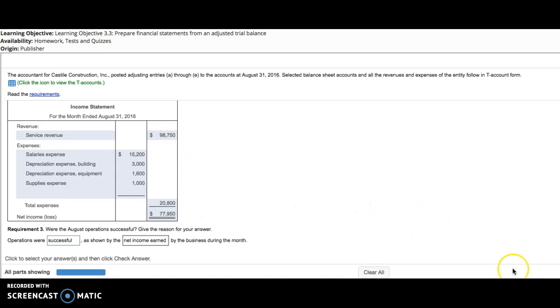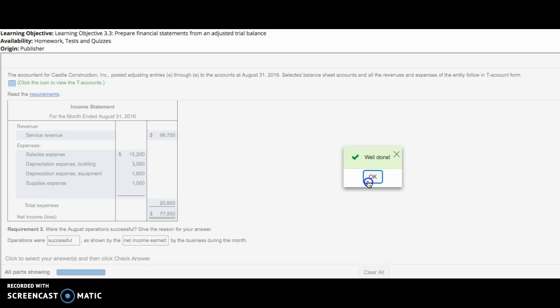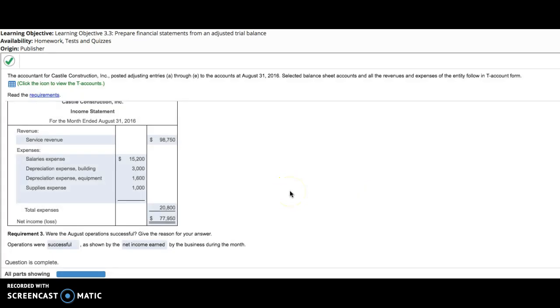So that is a quick walkthrough of one of the problems. You're going to see a problem similar to this in your homework. This one, of course, it'll have different numbers, but it will be very similar as far as the format goes. If you have any questions, feel free to reach out to me through Canvas.